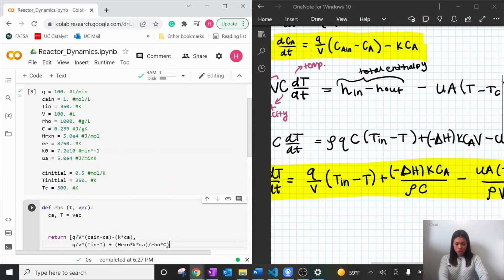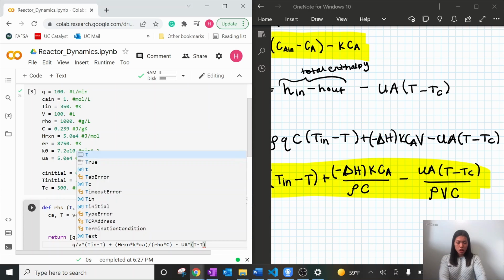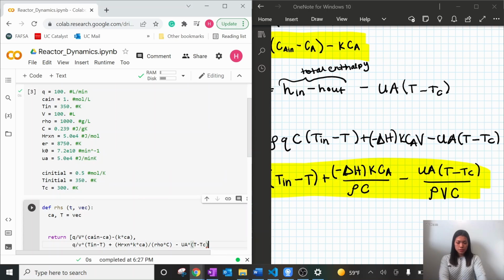and we are going to subtract the heat transfer constant multiplied by the temperature in the tank minus the temperature of the coolant, and that is all going to be divided over the density multiplied by the volume multiplied by the heat capacity.